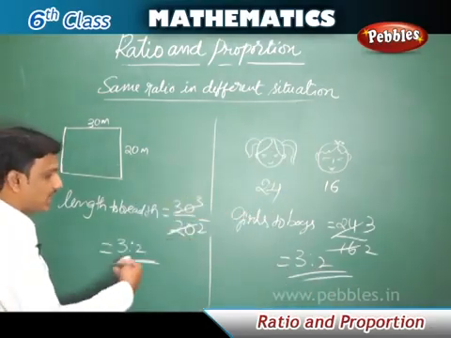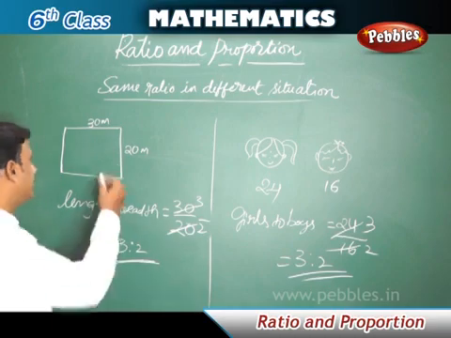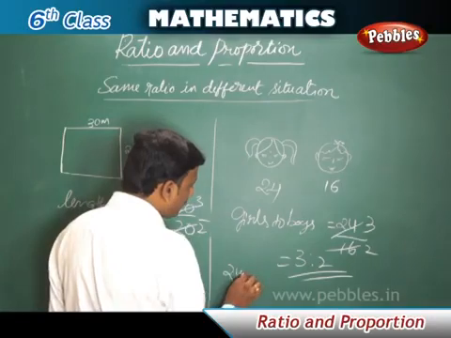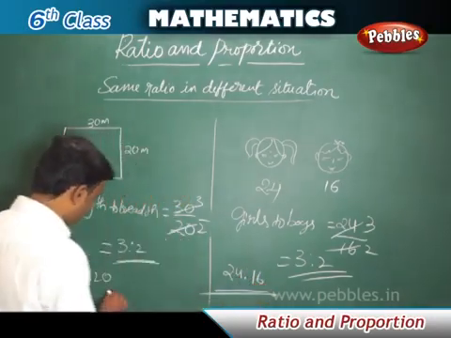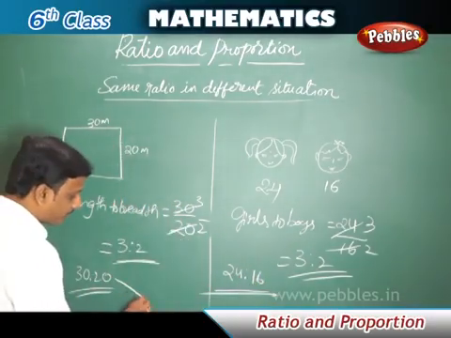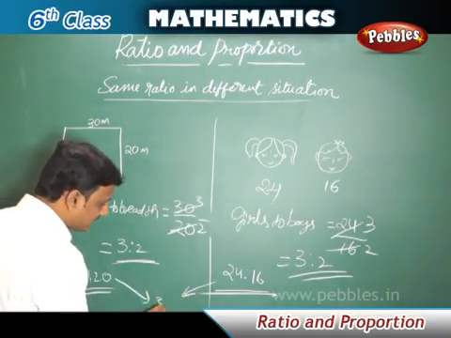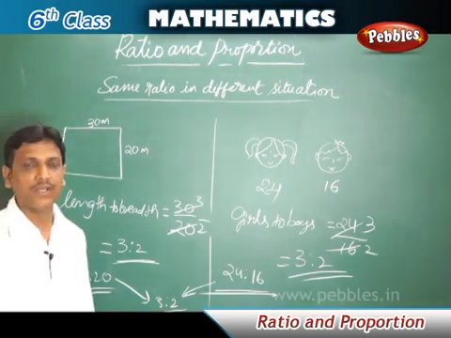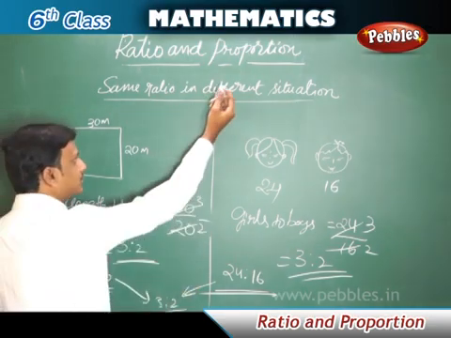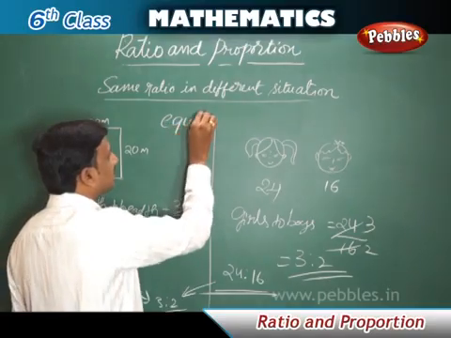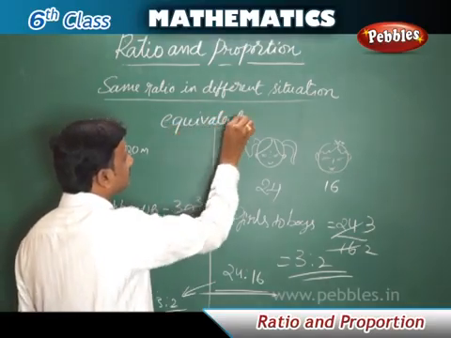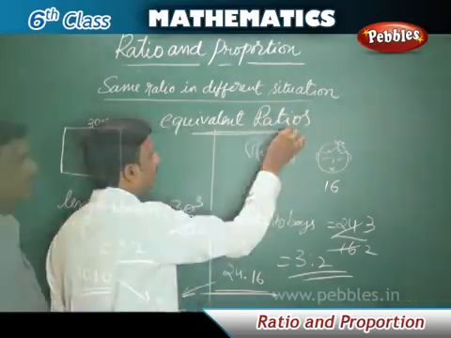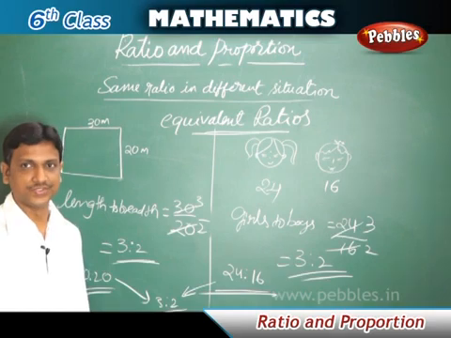In both the cases, we found the same value. Here the ratio 30 is to 20. Here the ratio 24 is to 16. But in the lowest form, both of these have the same value 3 is to 2. Such ratios are called equivalent ratios. Here these two are equivalent ratios.